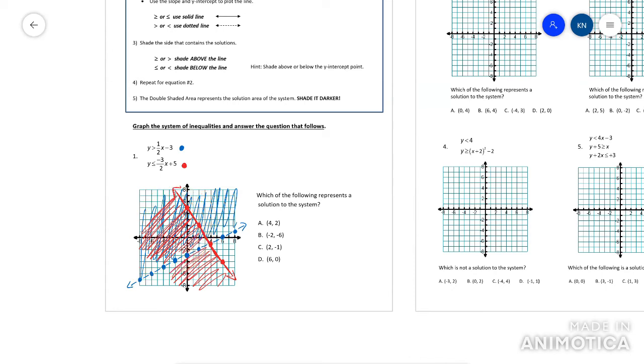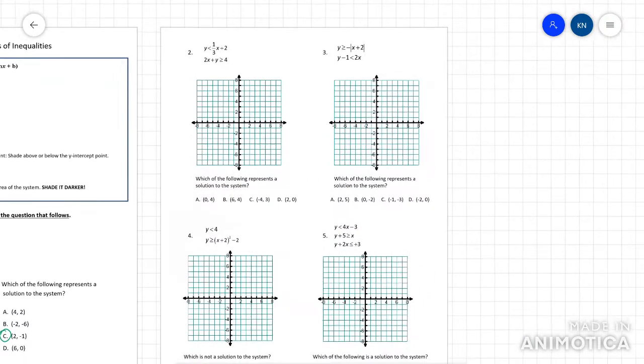And so they'll ask you something like, which is the solution to the system? Well, you're looking for a coordinate that's inside that shaded part. So 4, 2 would be here. That is not inside the shaded part. -2, -6 would be here. That is not inside the shaded part. I guess I could do these in green. It would stick out a little better. 4, 2 is here. Okay, it doesn't help, but that's okay. -2, -6 is here. 2, -1 is here. That is inside both shaded parts. And 6, 0 is here. So whichever point is inside the double shaded part is the one you're looking for.